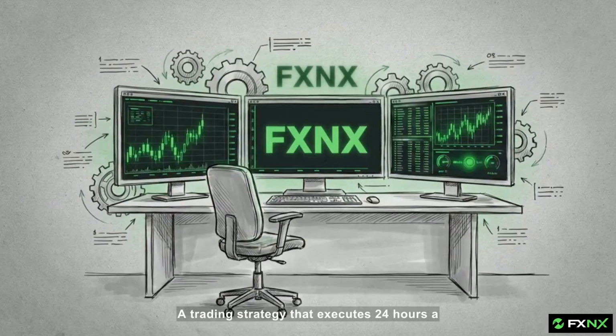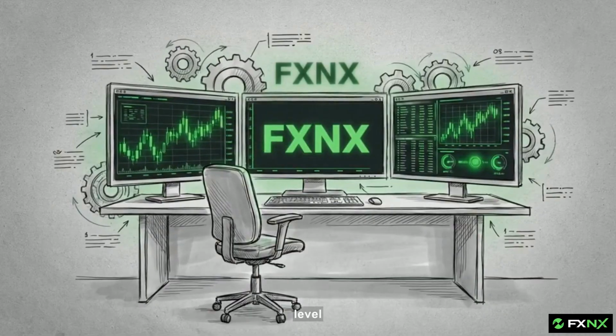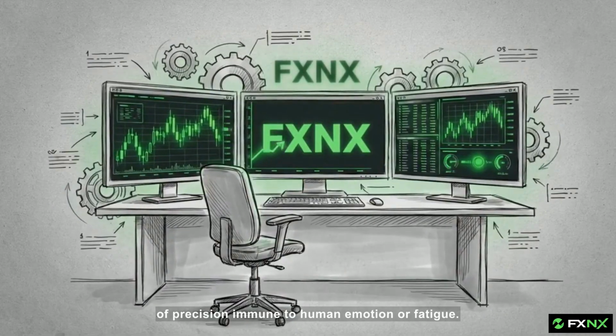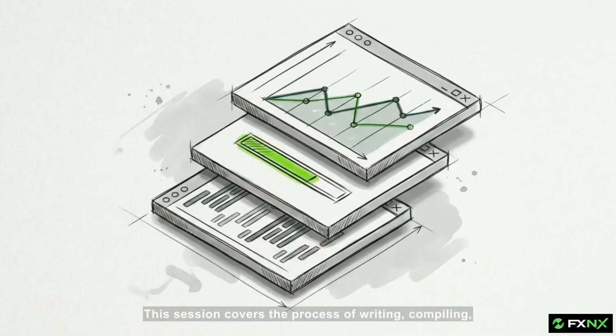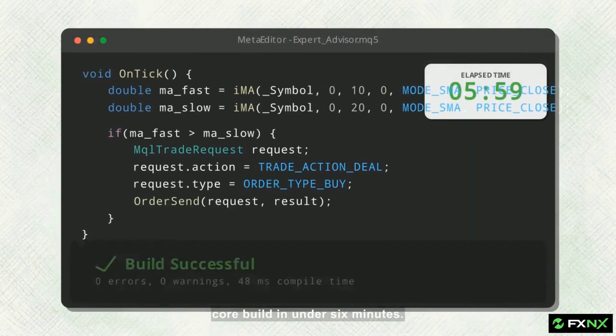A trading strategy that executes 24 hours a day, 5 days a week, operates with a level of precision immune to human emotion or fatigue. This session covers the process of writing, compiling, and backtesting a functional moving average crossover bot in MetaTrader 5, completing the core build in under 6 minutes.